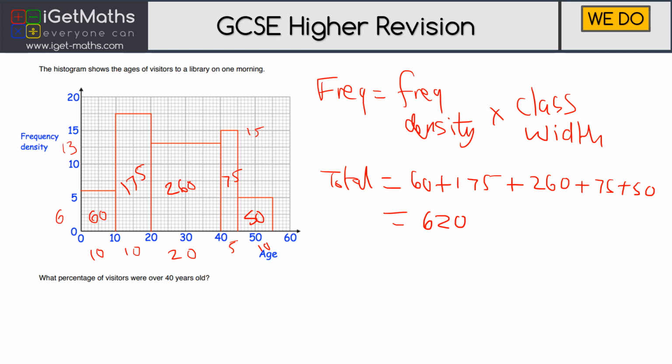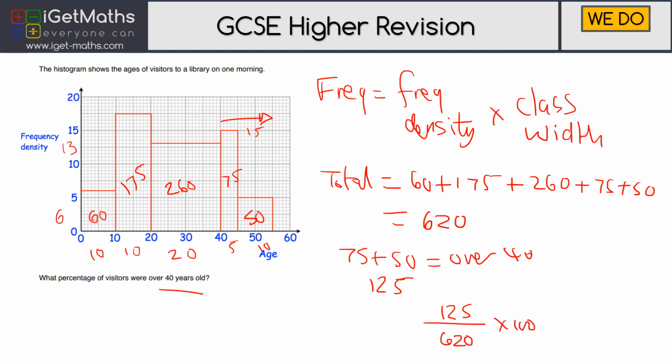We're trying to find out the percentage that are over 40 years old. So we're looking at these 2 bars at the end, and that gives you people who are over 40. So we want 75 plus 50, which equals the number over 40 years old. And 75 plus 50 gives us 125. And to get that as a percentage, what we would do is 125 out of a total of 620 times 100, which will give you your percentage.